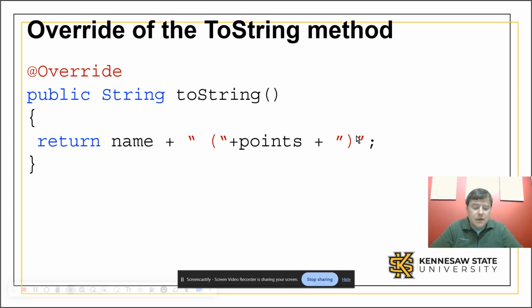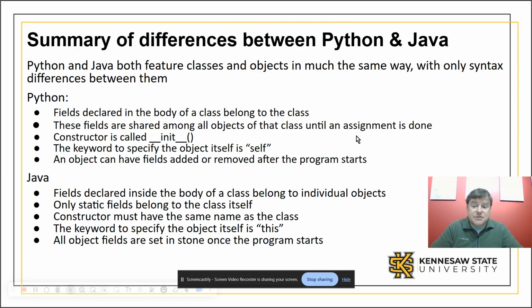All right? So, in summary, Python and Java both have features. Both of them feature classes and objects in the same way. There are slight syntax differences. In Python, fields declared in the body of the class belong to that class, whereas in Java, fields declared inside the body of the class belong to individual objects.